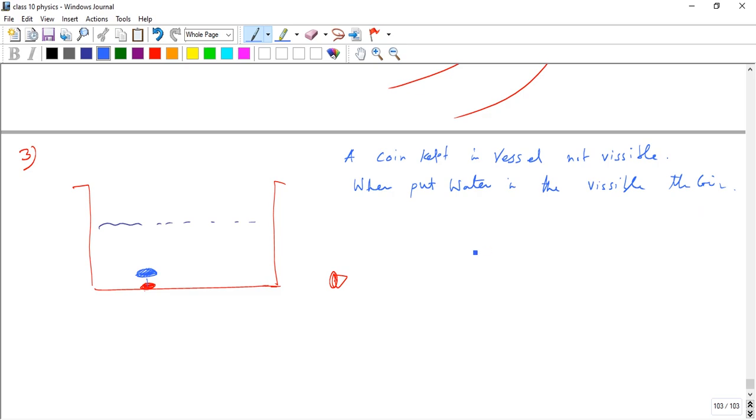Similarly, if a glass slab is placed on a paper, the letters on the paper appear closer to the eyes. Pen and paper appear raised when a glass slab is placed over them. Similar concept: a water tank appears shallower than its actual depth. A person's legs appear short when standing in a pool or water tank. These are some consequences. So that's today's class.